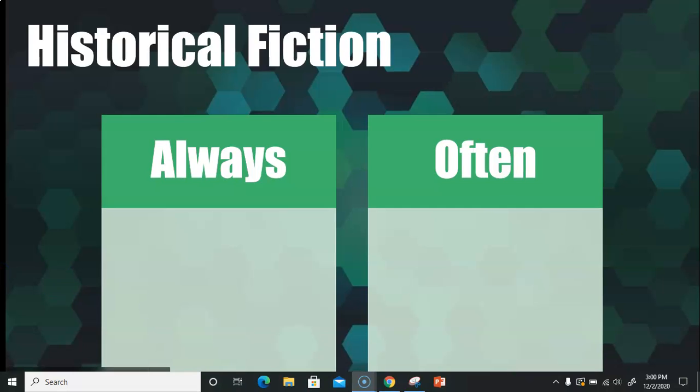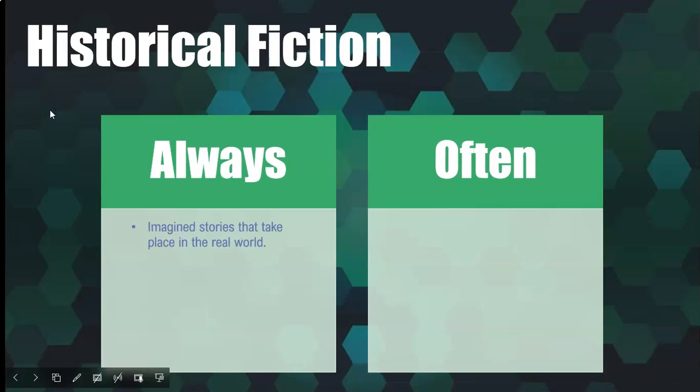So here, using our examples, we can make some general statements, some always and some often statements about historical fiction. So historical fiction will always be imagined stories that take place in the real world. Something like the Houdini box is an imagined story, but Harry Houdini was a real person. New York City is a real place. People had real trains, right? Historical fiction stories always have characters, plots, and settings. They are fictional stories. They have narrative structure. Boom. Always have those.